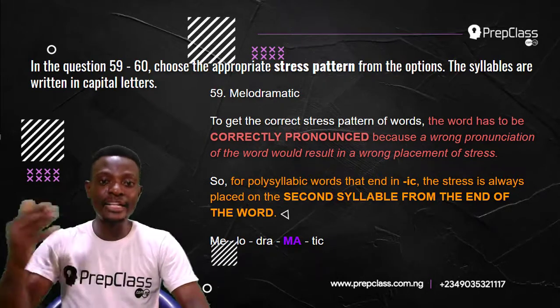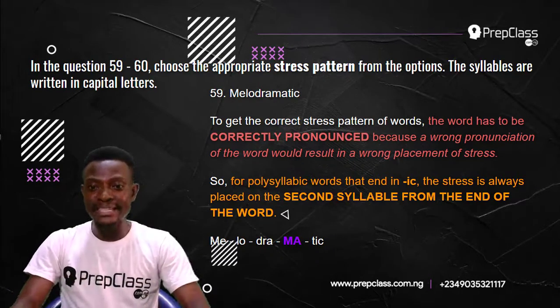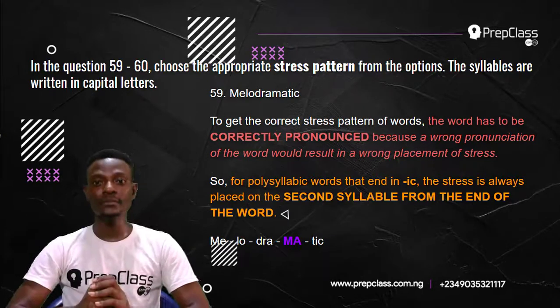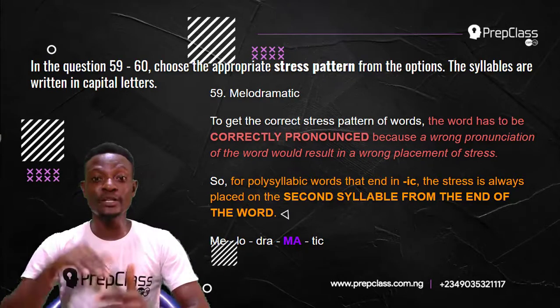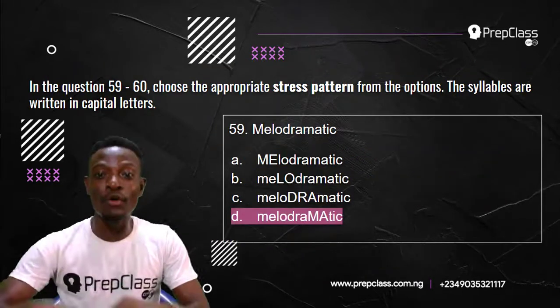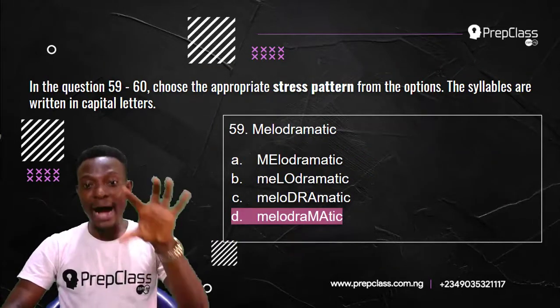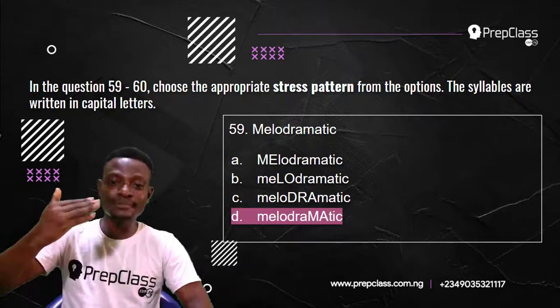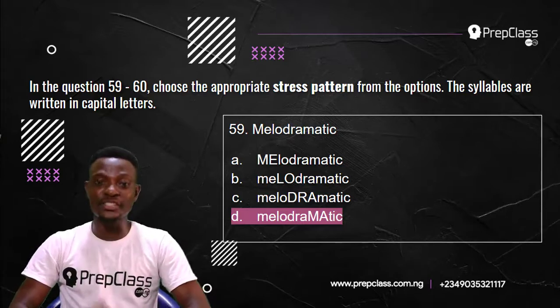Now, melodramatic. So the stress is on the second syllable from the end of the word, which is ma. So when you pronounce melodramatic, you can see that there's an increase in the pitch of voice when it gets to the syllable ma. It is pronounced longer and higher. So the answer to this question is option D.